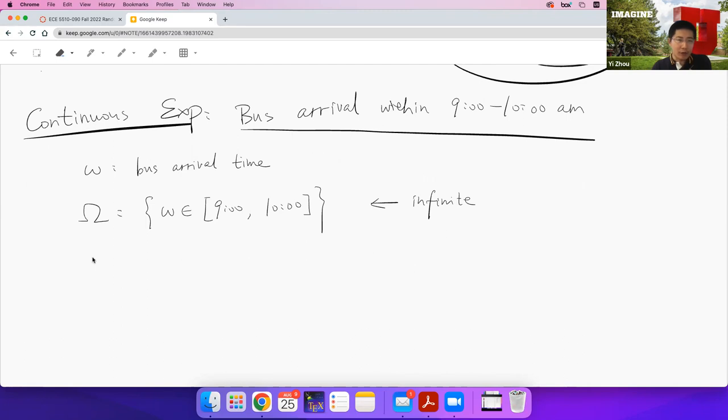And then once we have this set of all the possible outcomes, we can start to consider some events. For example, an event C could be the bus arrives at 9:15 a.m. And we can write it in a mathematical form. So this C is basically, now the bus arrival time is exactly 9:15. The bus arrival is omega, so this exactly means omega equals 9:15.